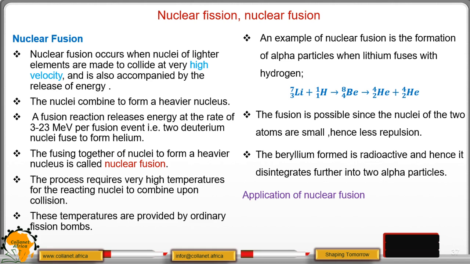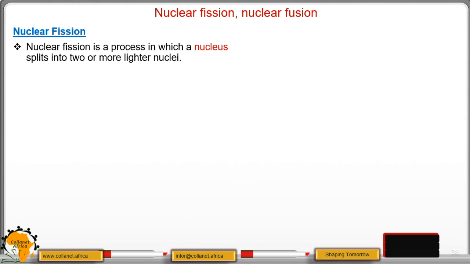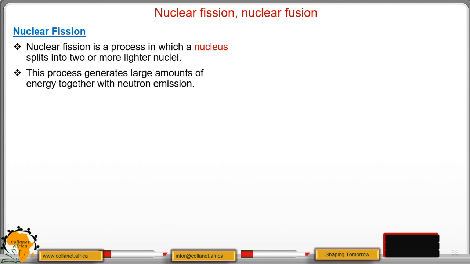So we have the application of nuclear fusion. It is used in the production of the hydrogen bomb. Then from there we have nuclear fission. This one is a process where the heavy nucleus splits into 2 or more nuclei. In other words, it is the opposite of fusion. This one is now splitting. The process again generates a lot of energy, and it will generate energy and neutrons.